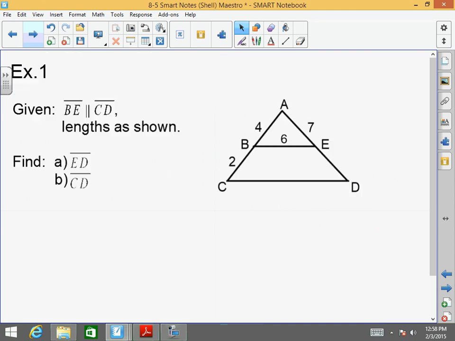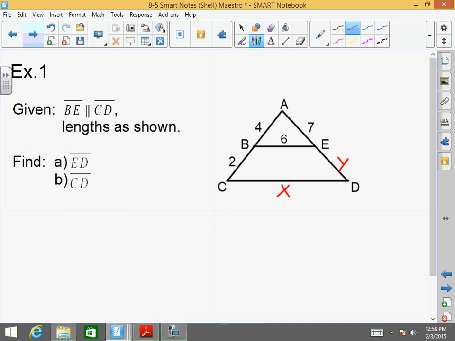Done with theorems. Done with chapter 8 theorems. So now let's apply it. BE is parallel to CD. The lengths are as shown. I want to find ED and I want to find CD. Okay. Let's use our brain here. Let's first make this X and this guy Y, or vice versa, or whatever variables you really want to call it. Okay, it doesn't matter to me.